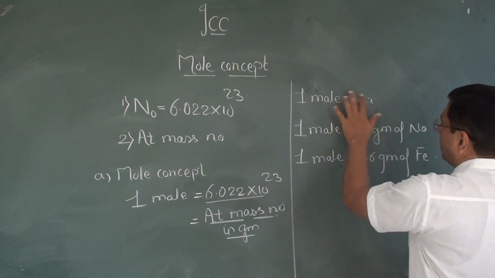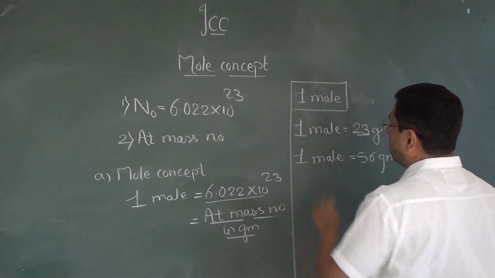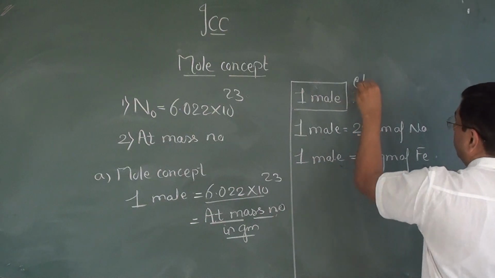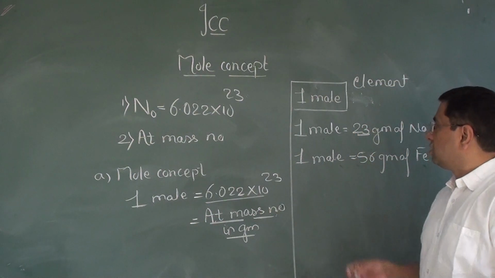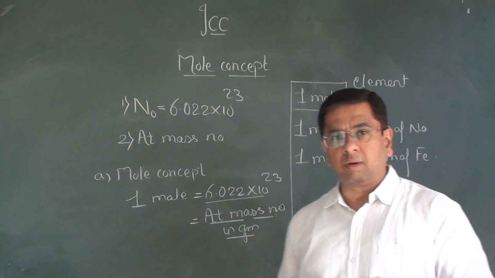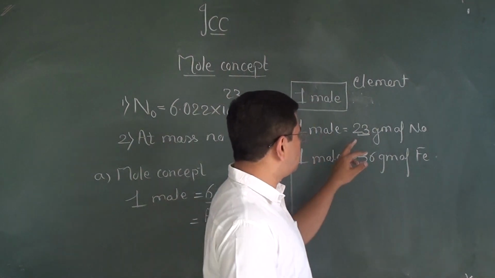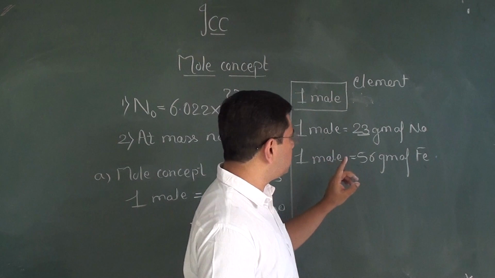So I understand the concept of 1 mole. Let me write it over here then. 1 mole of an element is nothing but the atomic mass number which is expressed in grams.